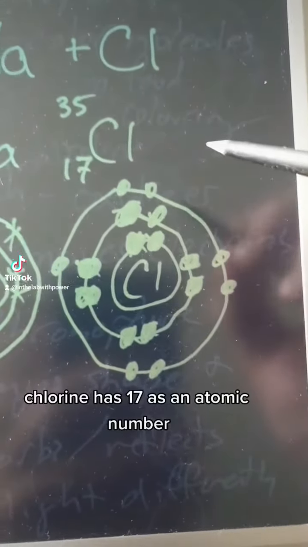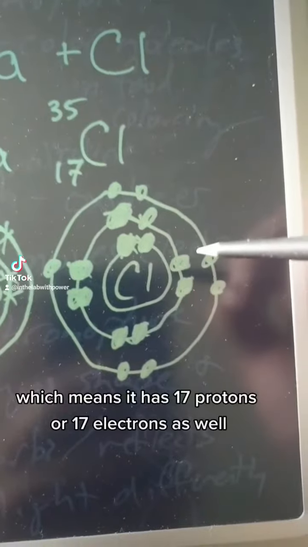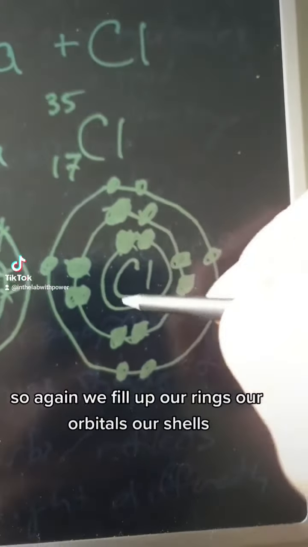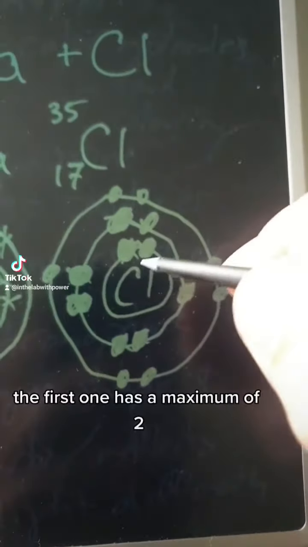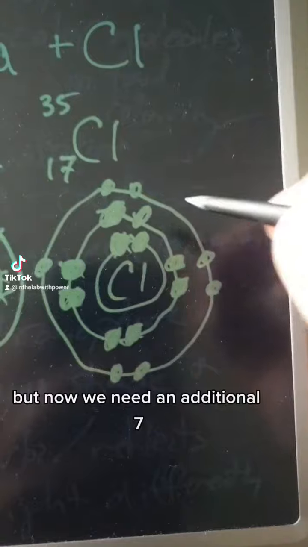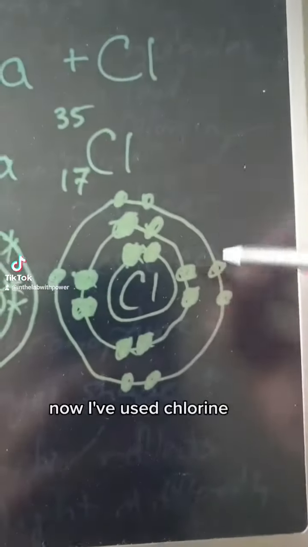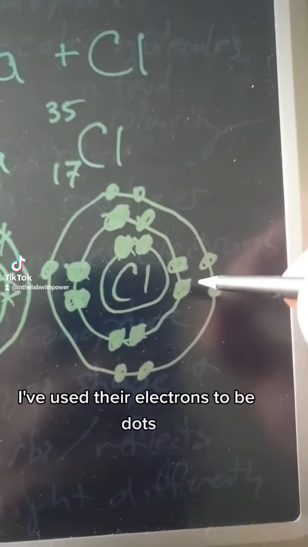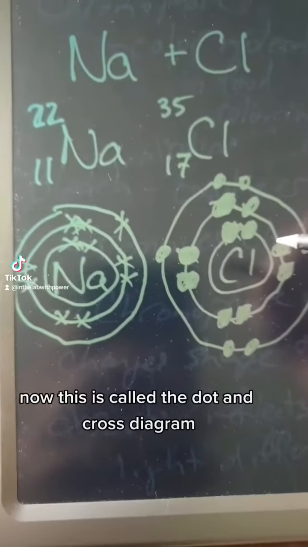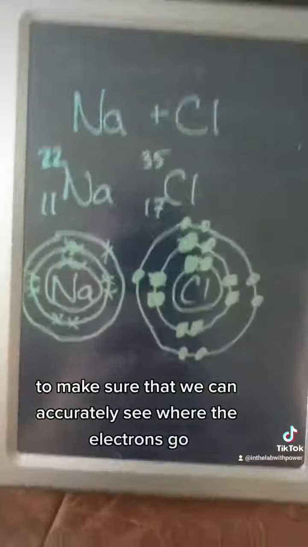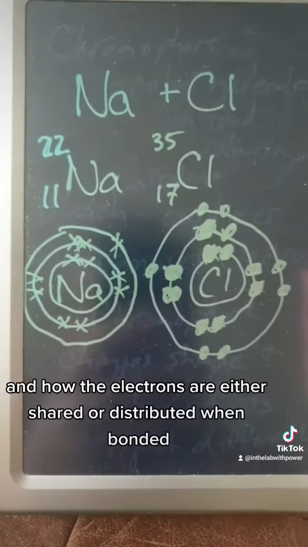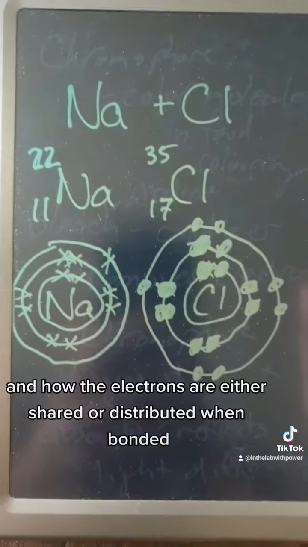Chlorine has 17 as an atomic number, which means it has 17 protons and 17 electrons as well. So again, we fill up our shells. The first one has a maximum of 2, the second one has a maximum of 8, bringing us to 10. But now we need an additional 7. I've used dots for the chlorine electrons and crosses for the sodium electrons. This is called the dot and cross diagram, to make sure that we can accurately see where the electrons go and how the electrons are either shared or distributed when bonding.